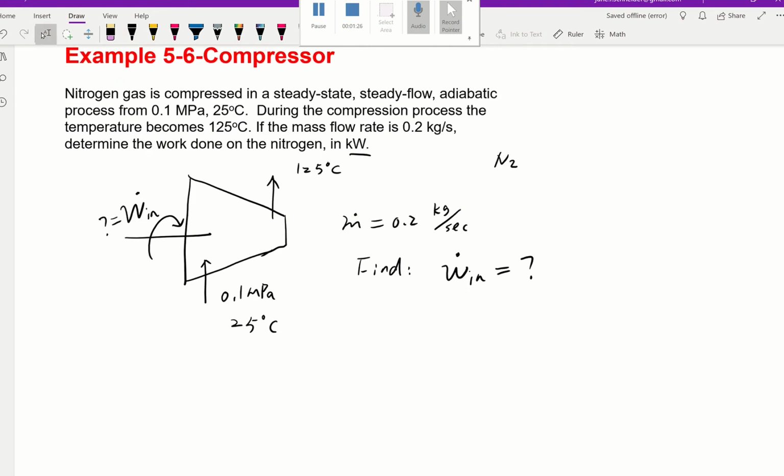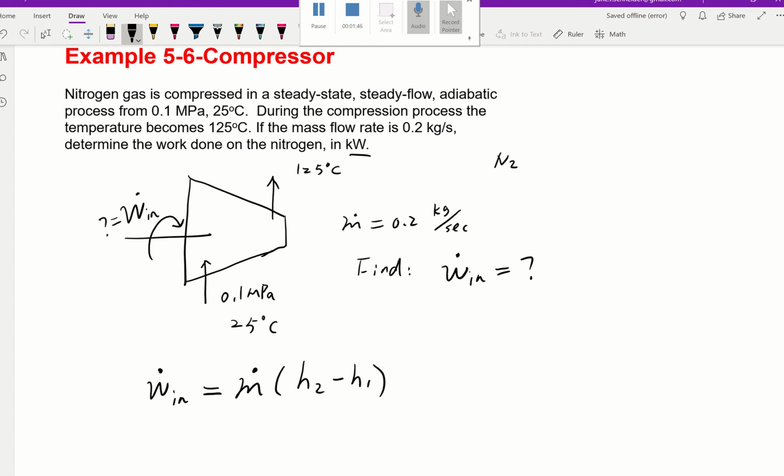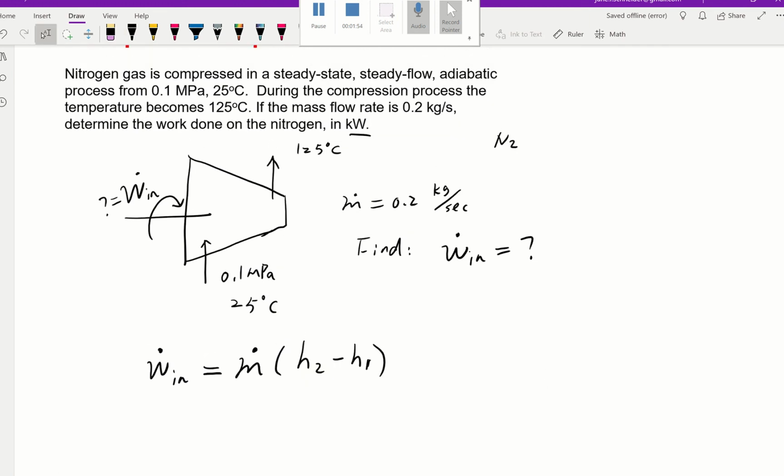Okay, so for the compressor, we're going to go to the governing equation directly. For a compressor, the work coming in divided by time, W dot, is going to be equal to the mass flow rate times H2 minus H1, final minus initial. Because the work increases the mechanical energy of the fluid, H2 is going to be greater than H1. So here's the equation.